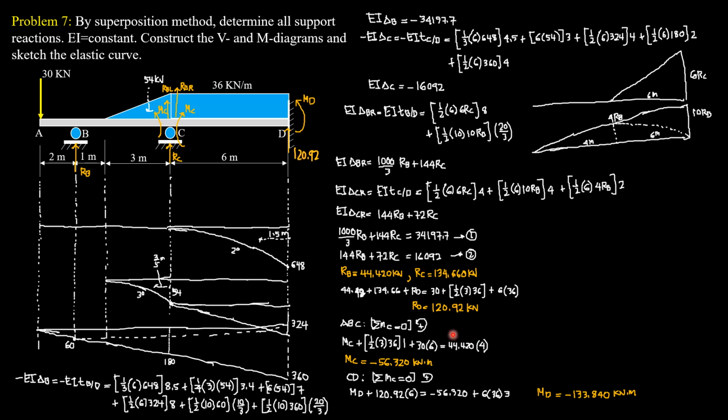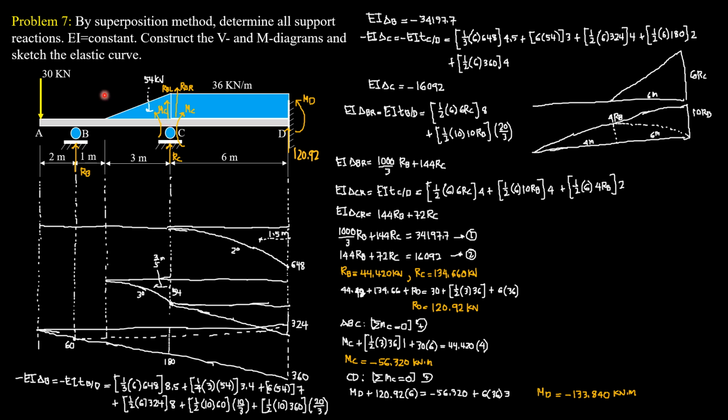Then considering ABC, assuming M sub C is positive, that's the positive sense of moment at C, just consider ABC. There is shear at C just to the left, but if you sum up moment about C, it will not be involved.